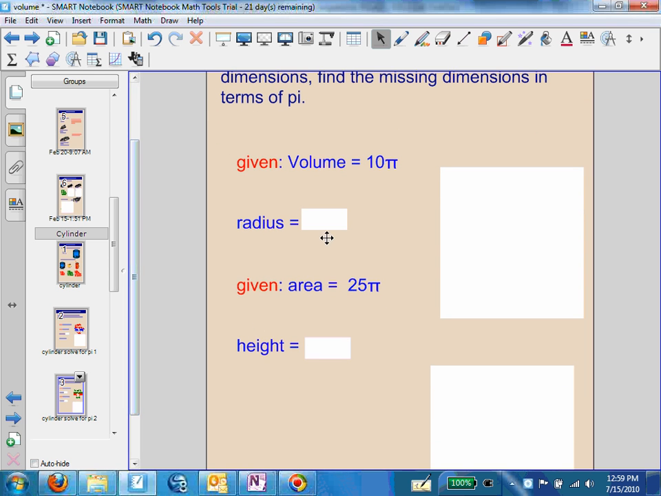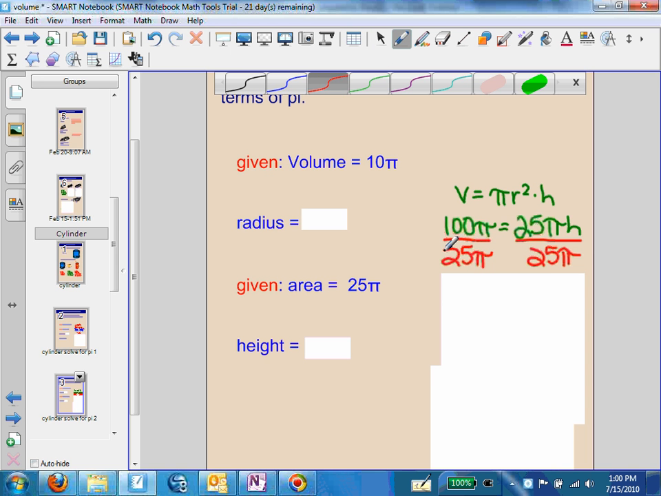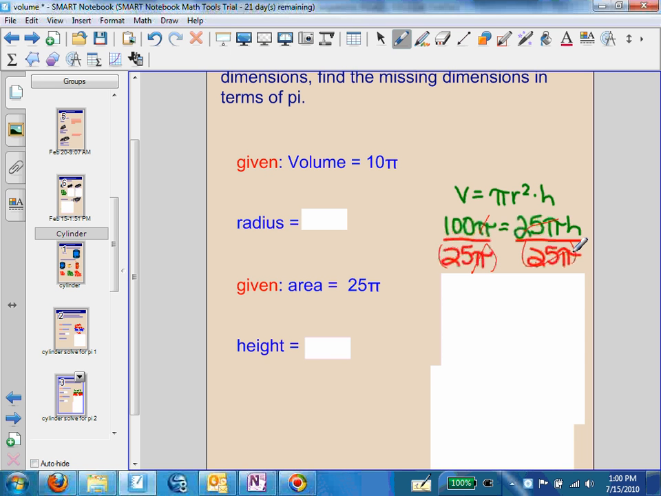In this case, we're told that the volume is 10 pi and the area is 25 pi. Find the radius and the height. So we start with our formula and put everything in we know. Our volume's 10 pi. Our area is 25 pi, so we put that in the place of pi r squared and write that times height. We're going to divide both sides by 25 pi, and you can actually see how these cancel. It's pretty easy, but you really should have parentheses around them. 25 goes into 100 4 times, so you know the height is 4.